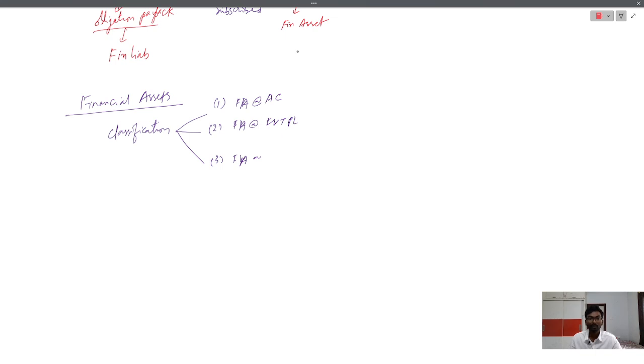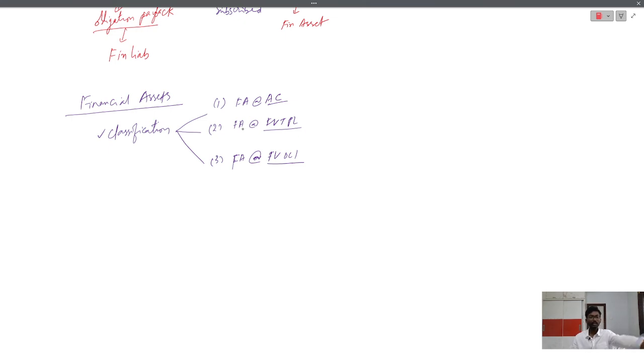So financial asset measured at amortized cost, measured at fair value through P&L, and measured at fair value through OCI. Now, what do I mean by amortized cost, fair value through P&L, fair value through OCI? I will discuss this in the next video, the measurement video. Now let's just focus on the classification, because IFRS 9 is a complex topic. If I discuss everything in one video, it will be very congested and confusing. Let's take it step by step.